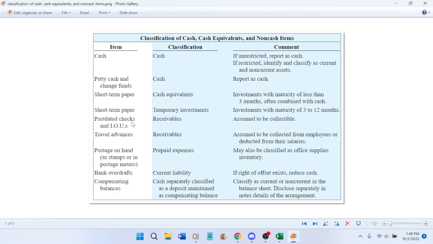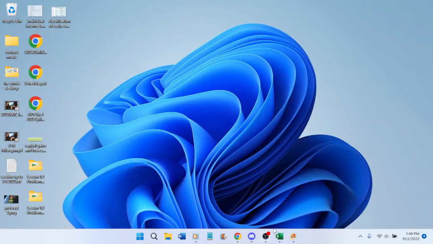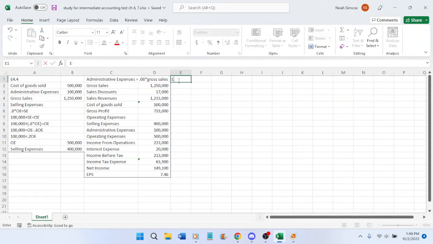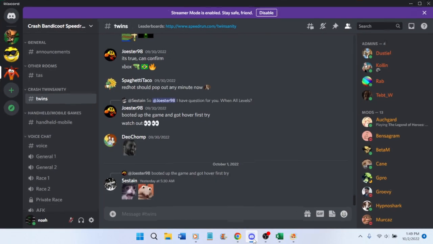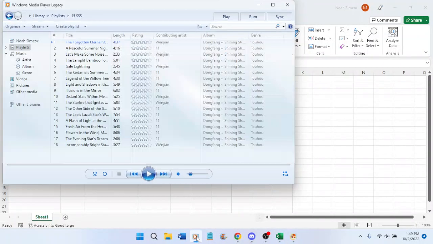So, separately classified as a deposit maintained as compensating balance. Weirdly enough, I'm going to do this problem because I want to make sure I understand this. Exercise 7.1. Whoopsie. Wrong thing. Am I seriously going to check my phone every 2 seconds? It's up to 63%. Wow.